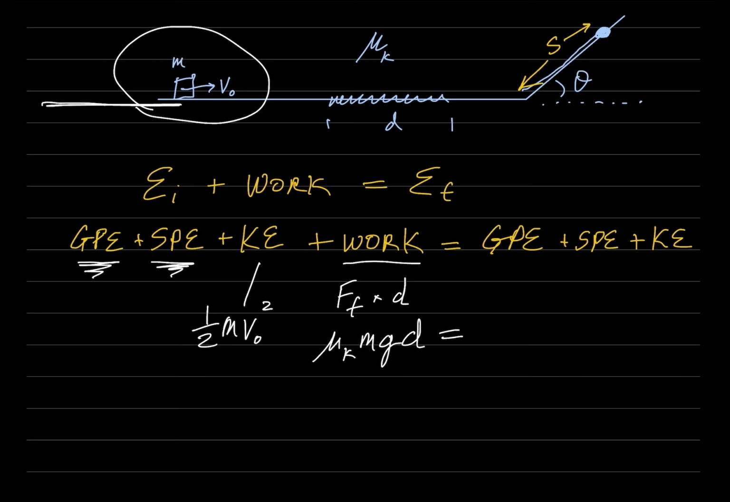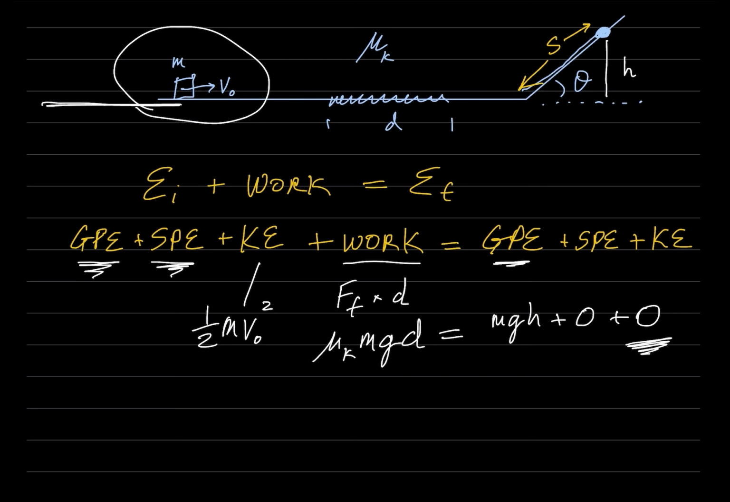And that equals the gravitational potential energy, which is mgh, where h is the vertical elevation against gravity that the mass achieves, plus 0 for the spring potential energy, plus 0 for the kinetic energy. Because when it comes to a rest up that incline, the kinetic energy is 0. And that seems simple, but that's an important point.